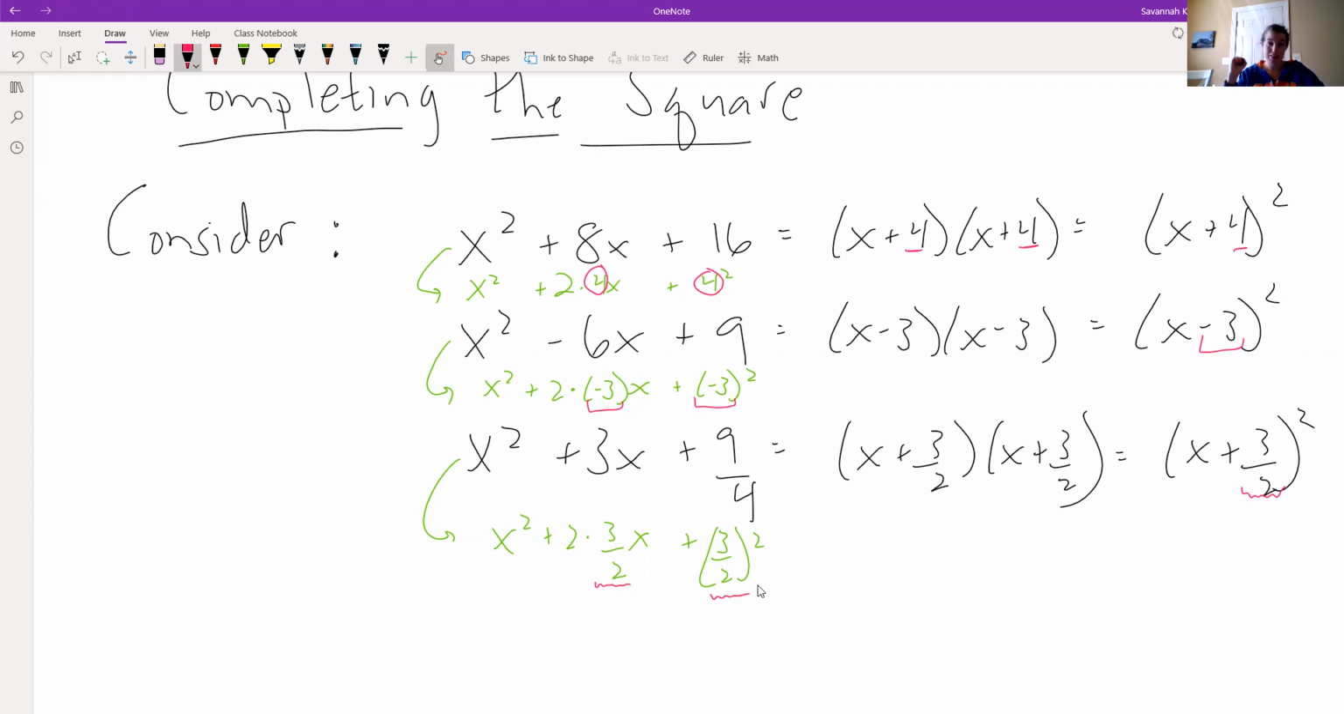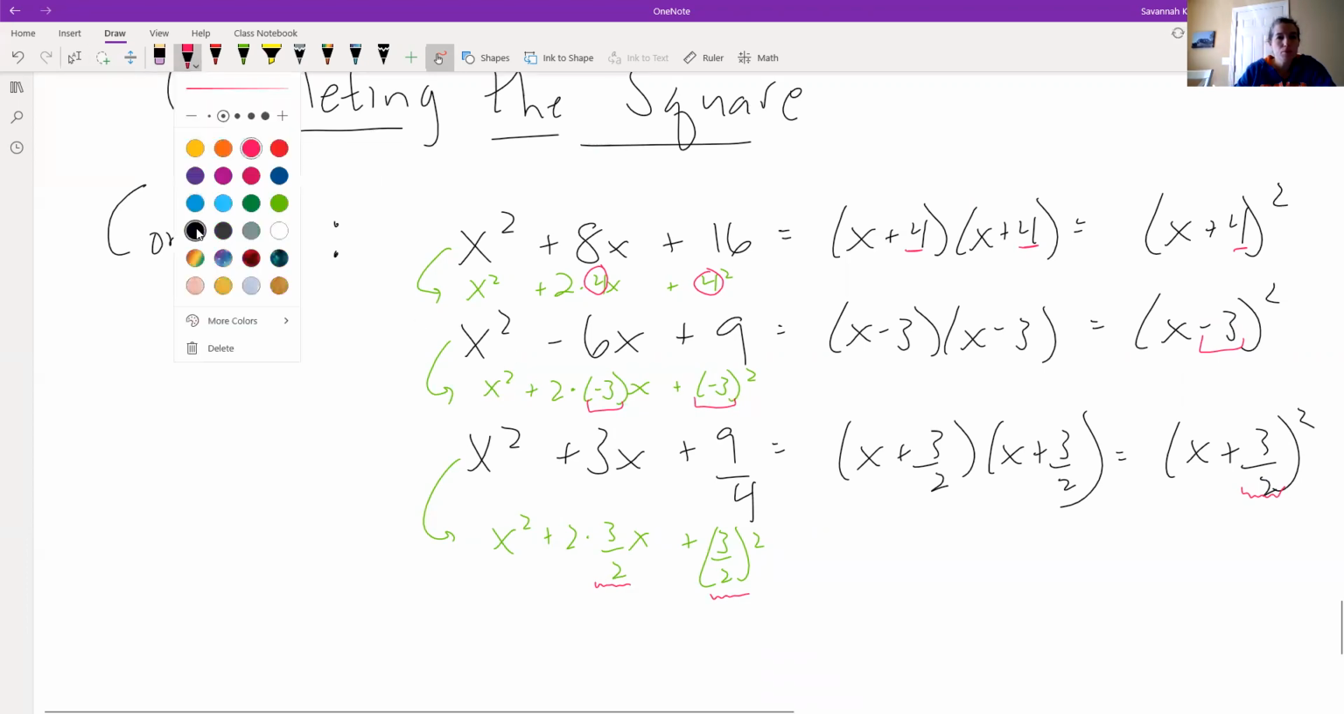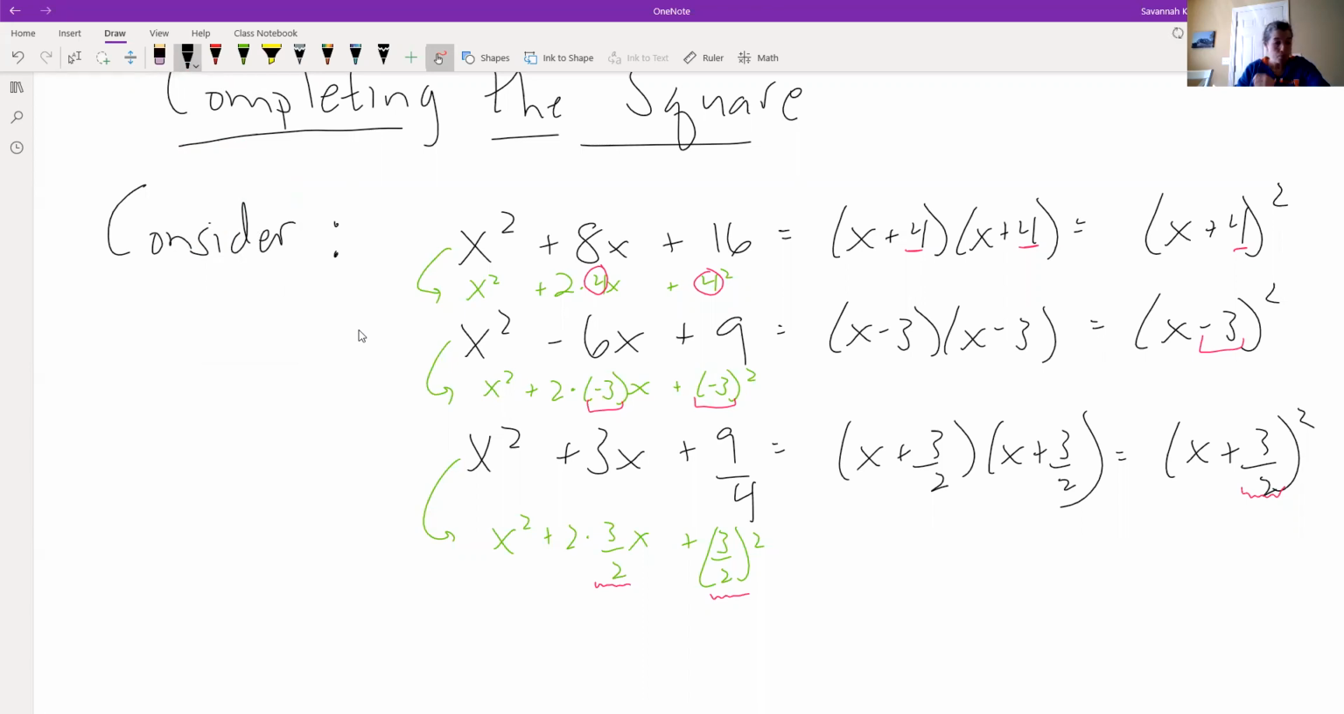That is not accidental. These are called perfect square trinomials. And all a perfect square trinomial is something where that little pattern is going to happen.